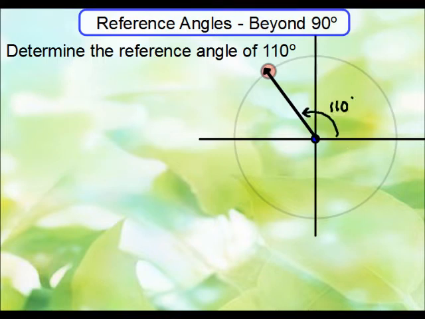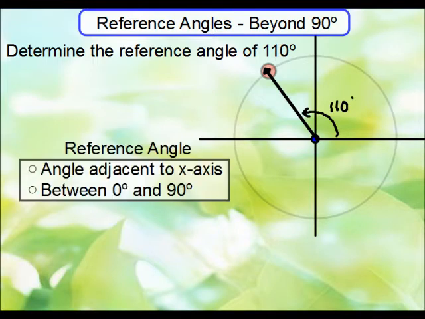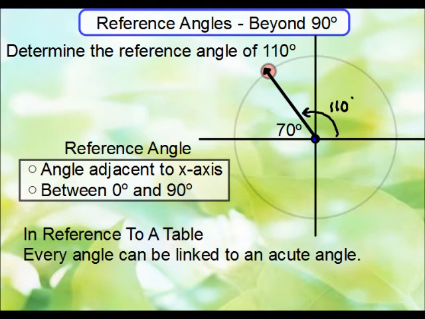Now, since the angle is more than 90 degrees, what we're going to need here is a reference angle. A reference angle is an angle that is adjacent to the x-axis, and it's always between 0 and 90. So what we're talking about here is the angle right there. You see, the reference angle is an angle that we refer to as part of a table. In reference to a table, every angle can be linked to an acute angle. So if you were doing, say, the sine or the cosine of 110 degrees, you would need only to look up 70. In any case, this one only asks for the reference angle, so 70 is our answer, and that's it.